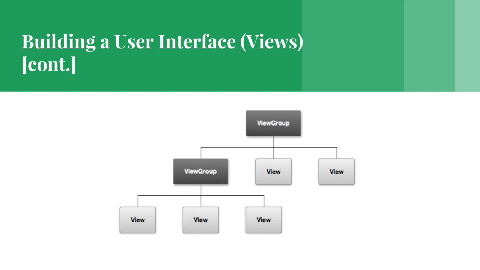This is kind of like a little graphical representation. You have a view group, which is a container that holds multiple views. This could be a button, this could be a slider, that could be anything. And then you can have a view group that has another view group within it, and you can nest different buttons and things like that inside of it.